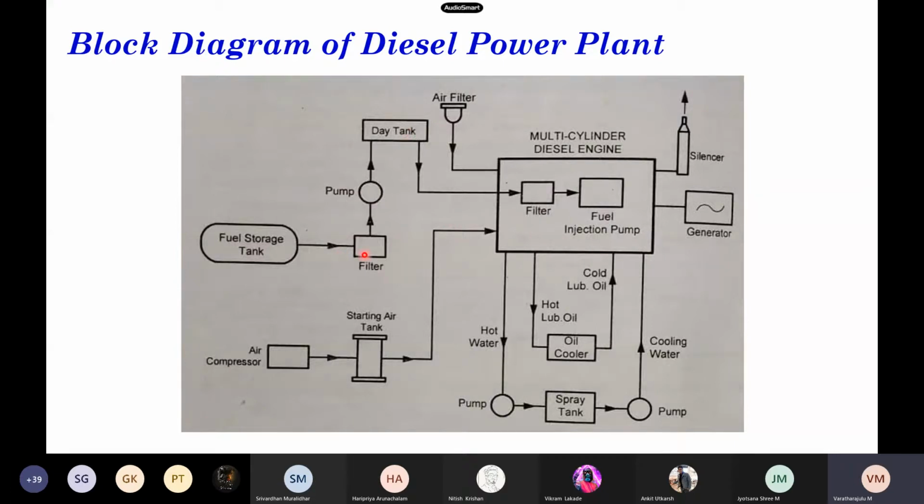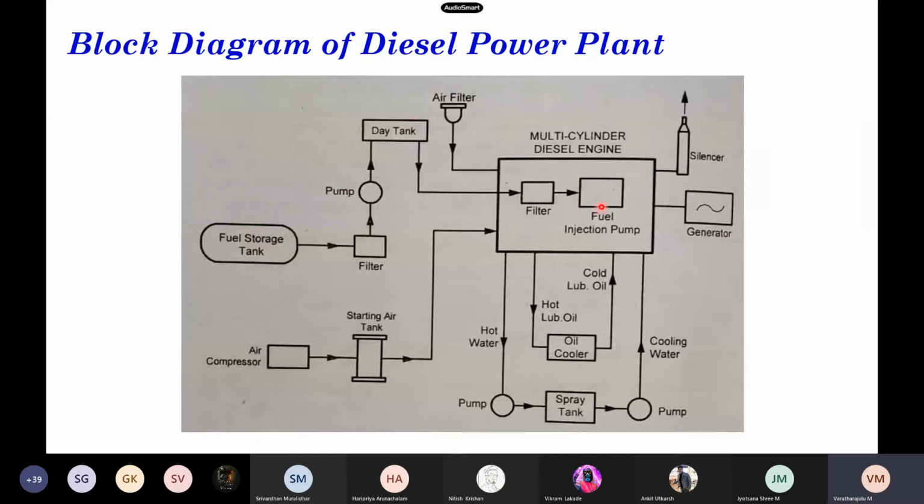And here we have a filter, a day tank, and an overhead tank is provided so that fuel need not be supplied daily. From the overhead tank, the fuel is supplied to the engine through another filter. In order to get rid of the sediments, we are providing different filters at different stages, and this is what happens in the fuel system.